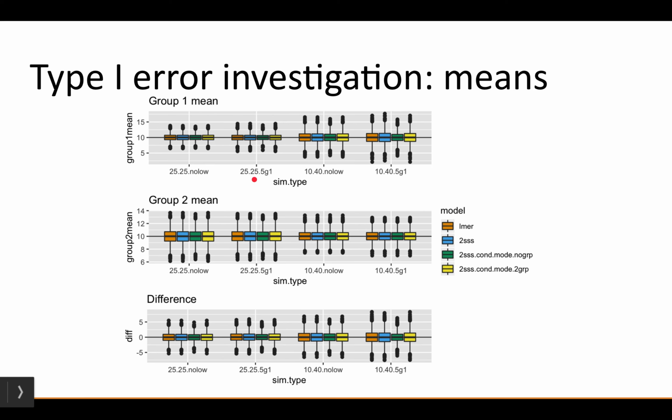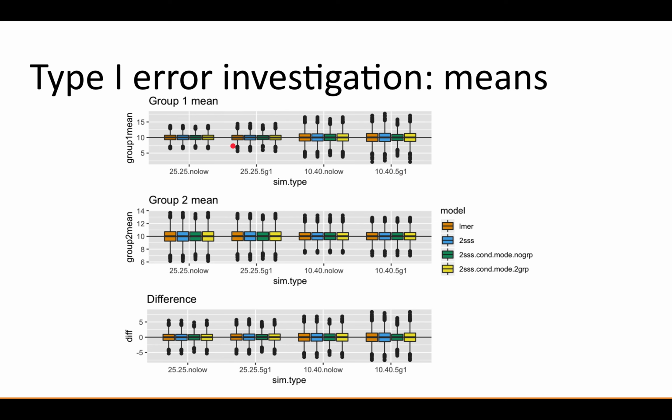Then we have, again, balanced 25 patients, 25 controls, but 5 in group 1, 5 in the patient group had only 5 observations, while everybody else had 30. Now we have imbalanced group, 10 patients, 40 controls. Everybody has 30 observations. 10 patients, 40 controls, but 5 of the patients only had 5 observations.